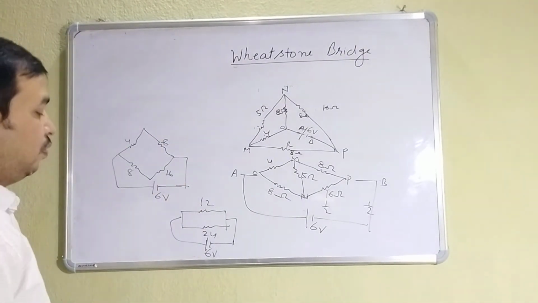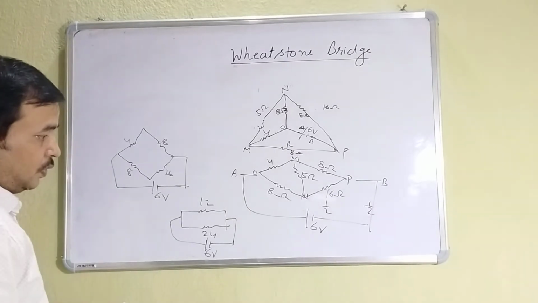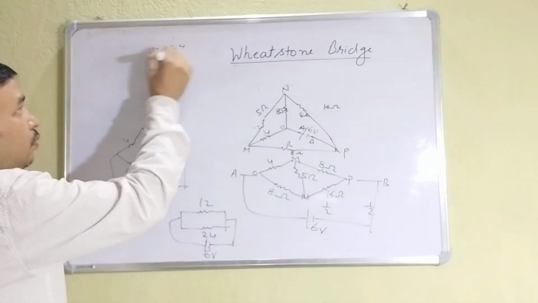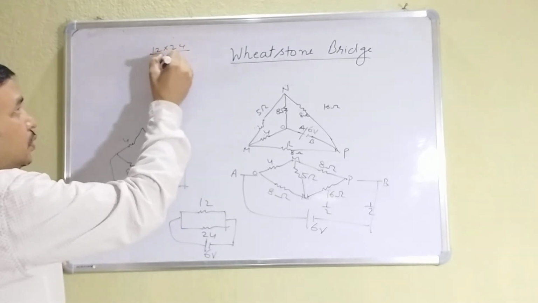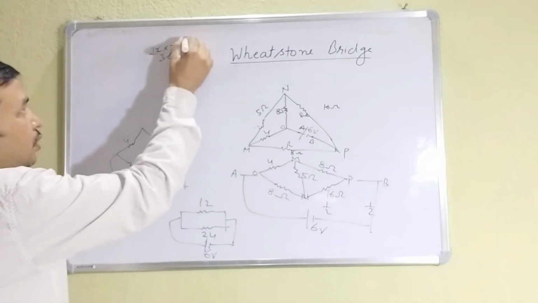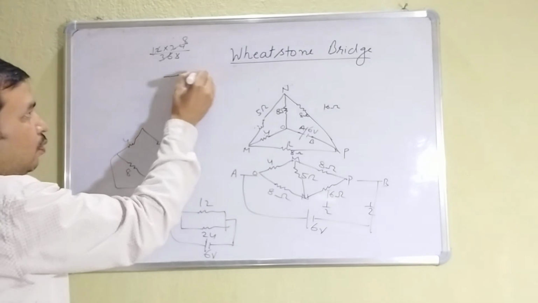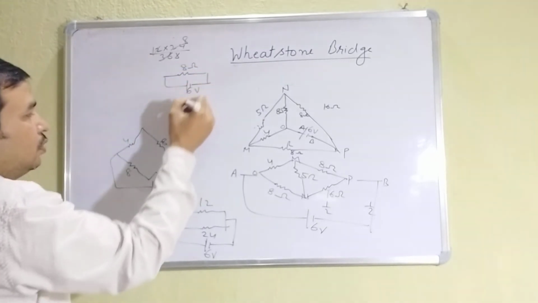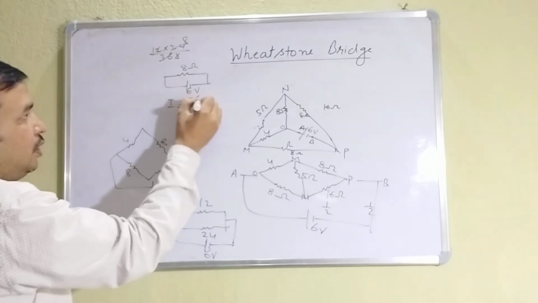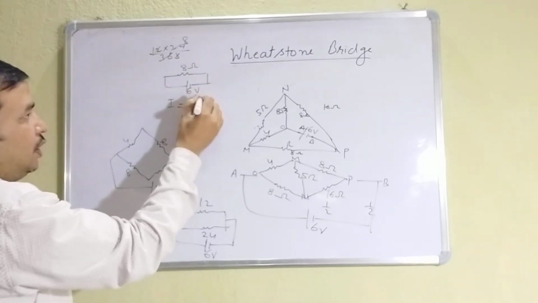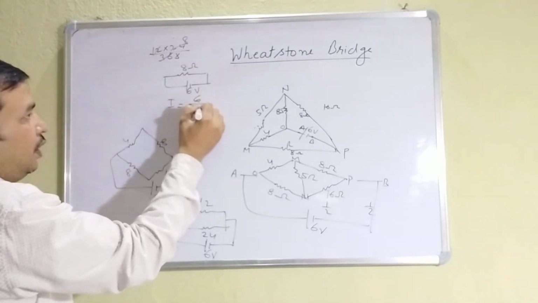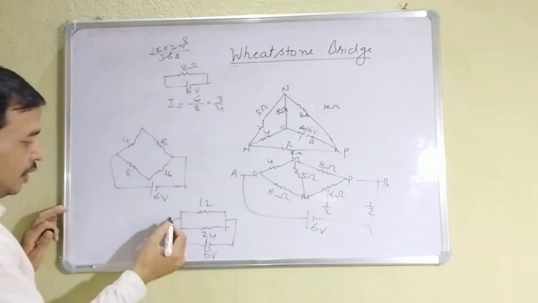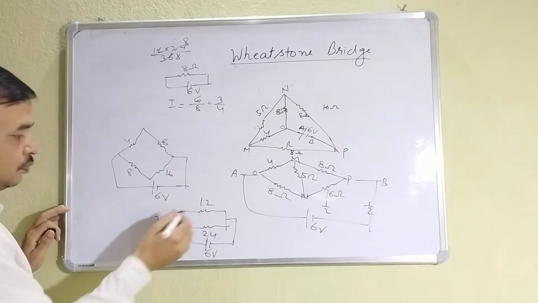12 and 24 equivalent is 12 into 24 by 12 plus 24, that is 36, 3, 8. So resistance equivalent is 8 ohm. And the cell is 6 volt. So current will be EMF by equivalent resistance. So 6 by 8, that is 3 by 4. Now total current coming is 3 by 4.